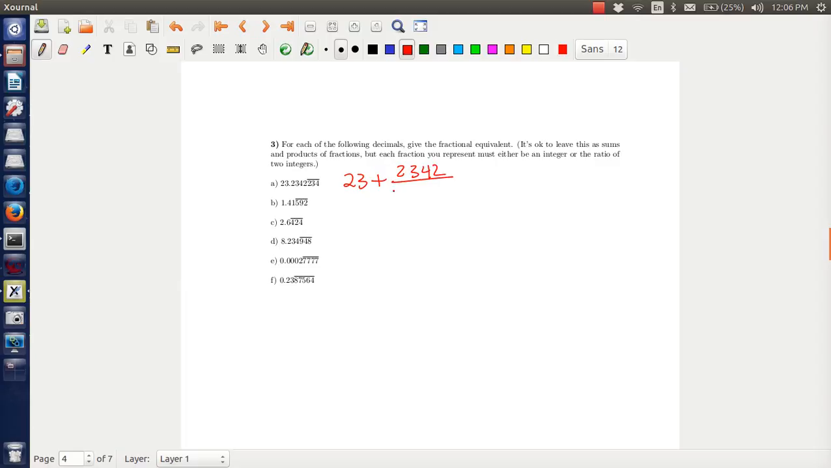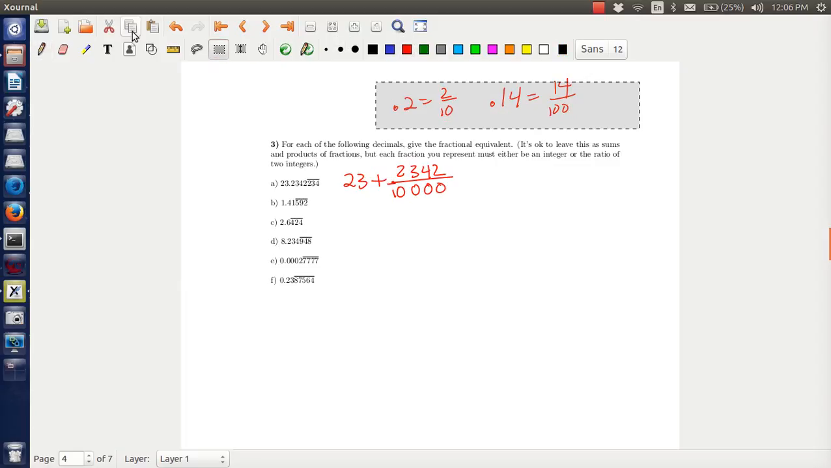So 2342 over the same number of zeros as there are digits. So if it's just like 0.2, that is 2 over 10, right? So it's got the same number of digits. 0.14 is 14% or 14 over 100. So you just keep that same pattern going, and however many digits there are after the decimal tells you how many zeros are in the denominator.